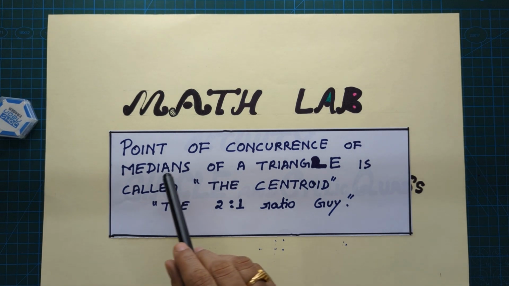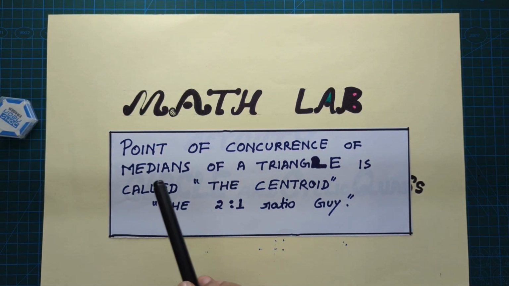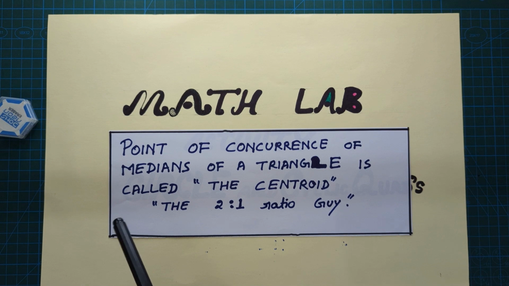But whatever be the kind of triangle, the medians are concurrent. Concurrent means whatever be the type of triangle, if you draw all the medians, they will pass through one point, that is called the centroid. And the centroid is the 2:1 ratio guy. So now let's see how to get the centroid.